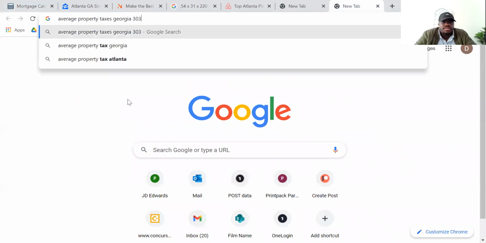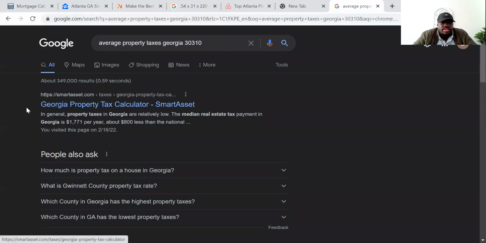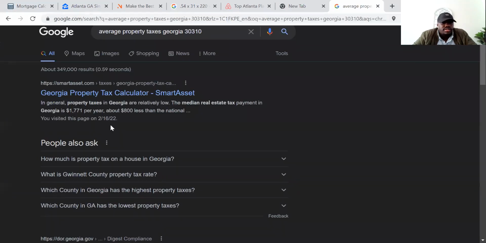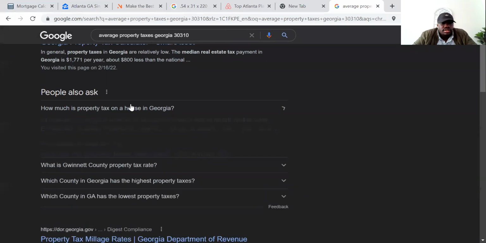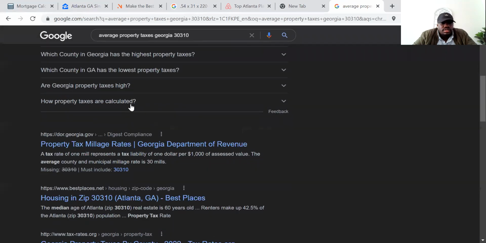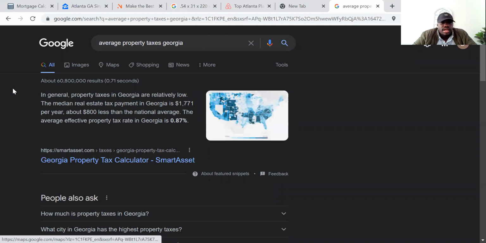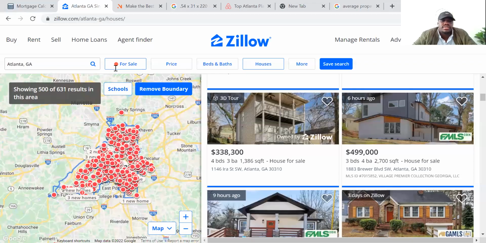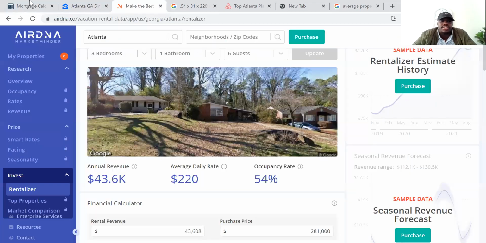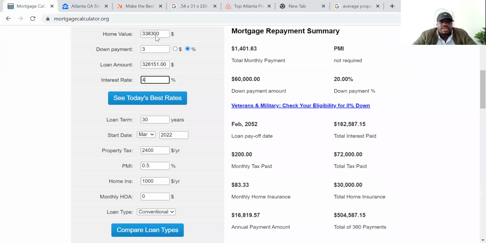30310. I can see that the median will say no. Come on. I was hoping it would just give me... you know what? We'll just use this estimate. Average property tax is about 1%. The average effective property tax rate in Georgia is about 0.9 something. Let's just say 1%. So I knew that, but I'm just saying, you can just Google it. So 1% of about 330,000 is about 3,400. Let's just say 3,400.